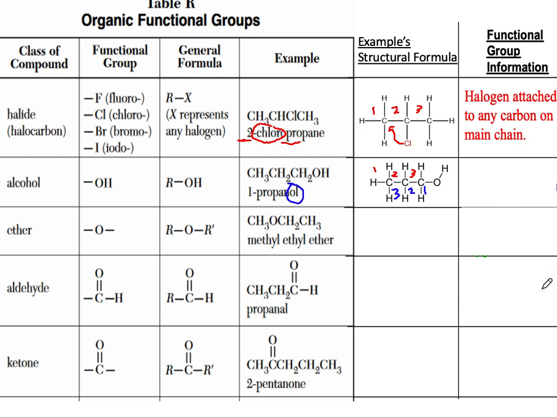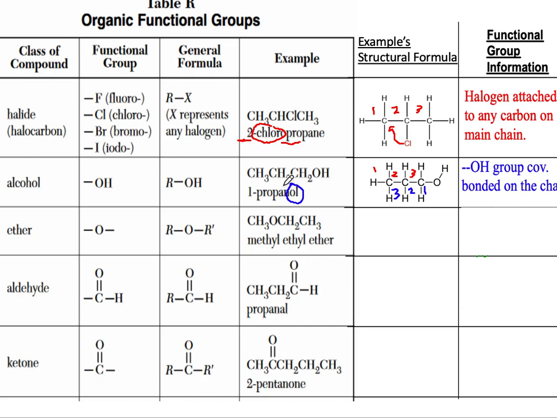That's how you name alcohols. Pay attention because this column tells you how to name the things. So you put 1-propanol, you drop the ANE ending and add this OL. And again, you just want to make sure that there's an OH group bonded on the chain of carbons.